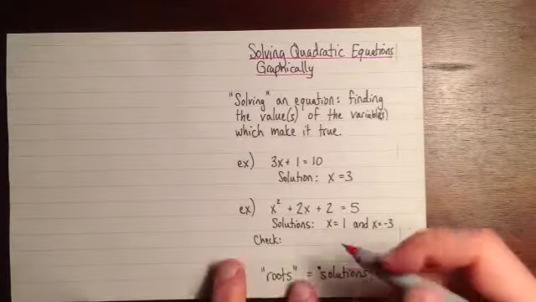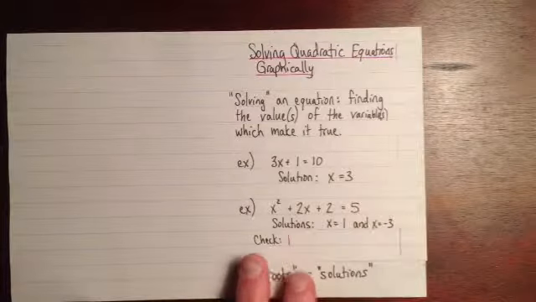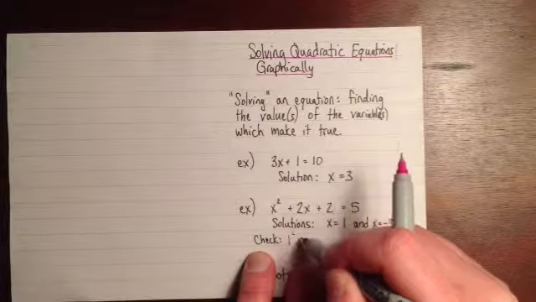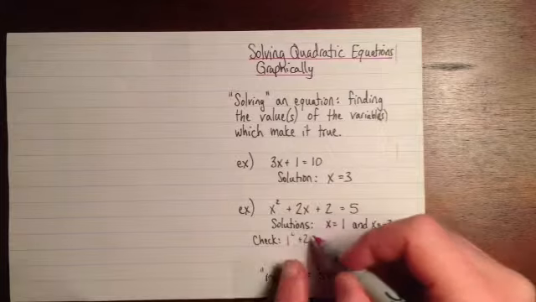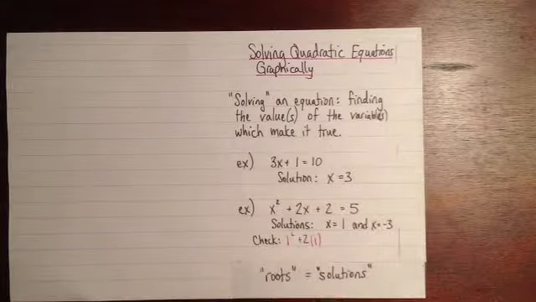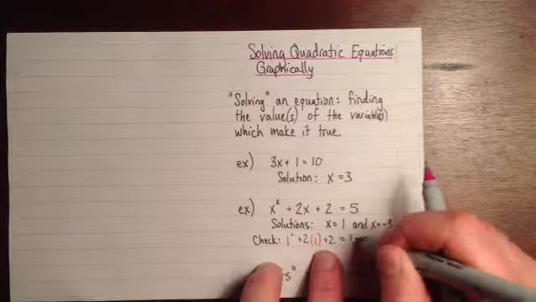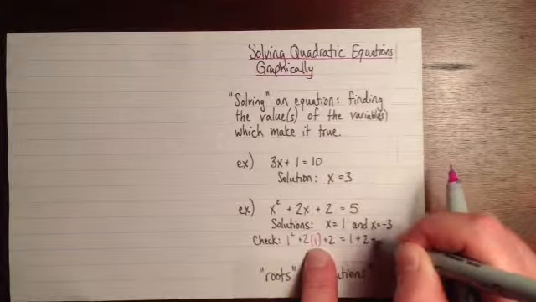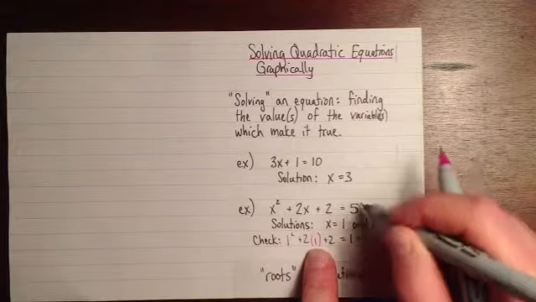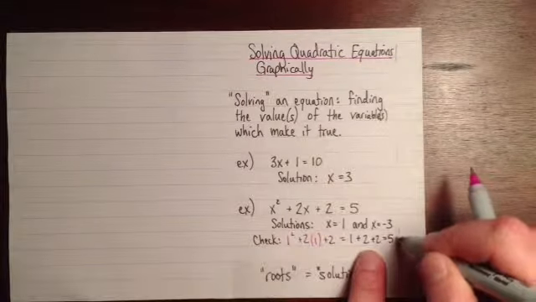Okay? So I have 1 squared plus 2 times 1 plus 2. So that's equal to 1 plus 2 times 1, which is 2, plus 2, which is 5. And that's what I said it was equal to. So that one works.